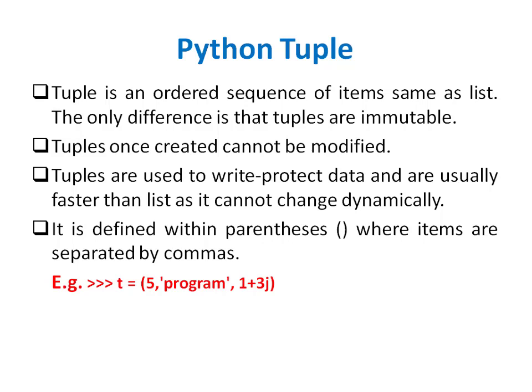Tuples once created cannot be modified. Once you have created a tuple, since it is immutable, you cannot modify it. So it is used for write protecting the data. Once data is written in a tuple, you cannot modify it. It is used to write protect data, and it is faster than a list as it cannot change dynamically, whereas a list can change dynamically.